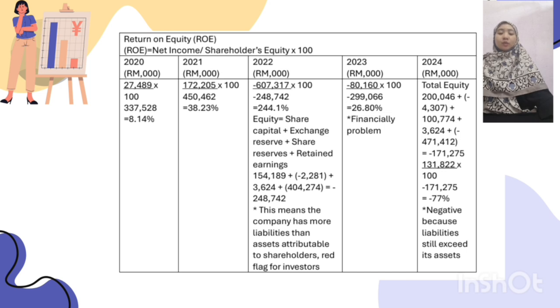From 2023 to 2024, some recovery is visible. Pharma Niaga returned to profitability with positive margins and ROA, but equity remained negative because their liabilities still exceed assets.